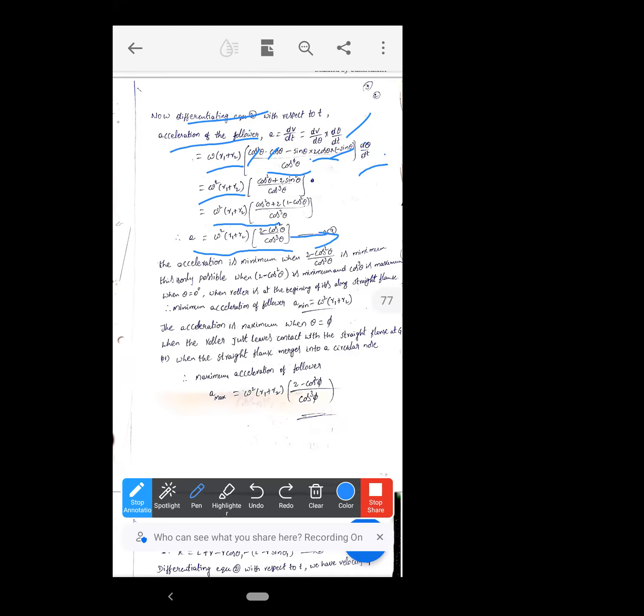Now we are going to find the maximum and minimum values of the acceleration. For the minimum acceleration, we replace theta with 0, and for the maximum, theta is replaced with pi. So the maximum acceleration equals omega square into (r1 plus r2) into (2 minus cos square pi) by cos cube pi. That is our maximum acceleration, when the roller has contact with the straight flank.